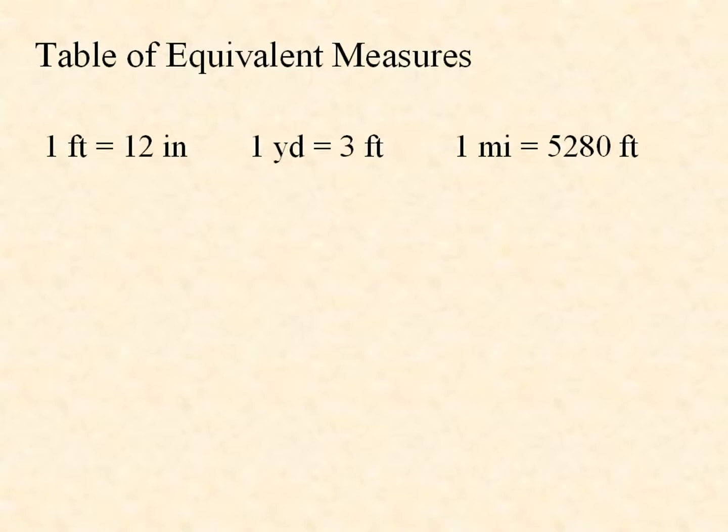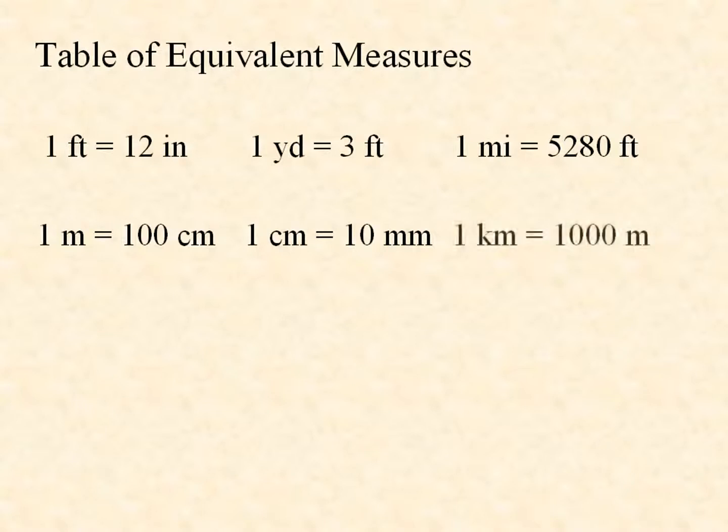Here we will give a table of equivalent measures. You can find a similar table in your textbook in Lesson 4. 1 foot is 12 inches. 1 yard is 3 feet. 1 mile is 5,280 feet. 1 meter is 100 centimeters. 1 centimeter is 10 millimeters. 1 kilometer is 1,000 meters. 1 inch is 2.54 centimeters. These facts will help you do the homework.